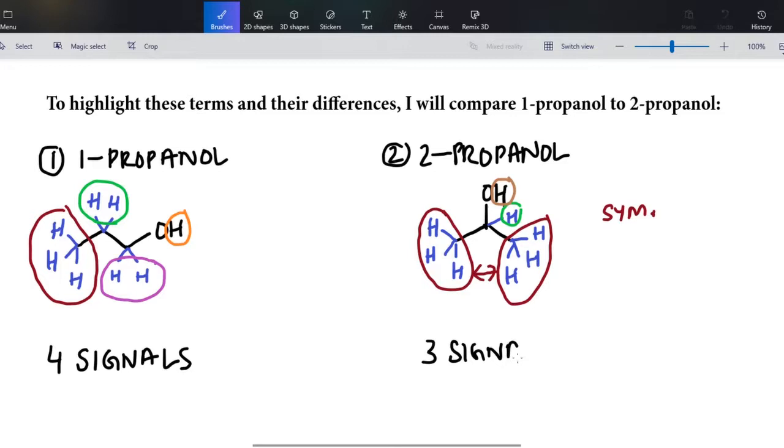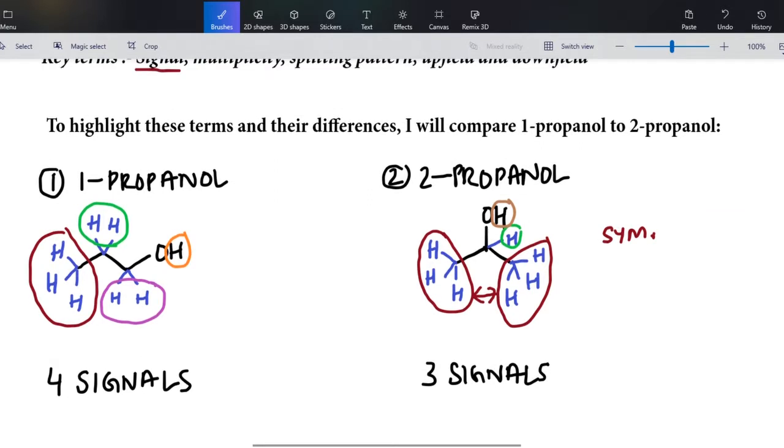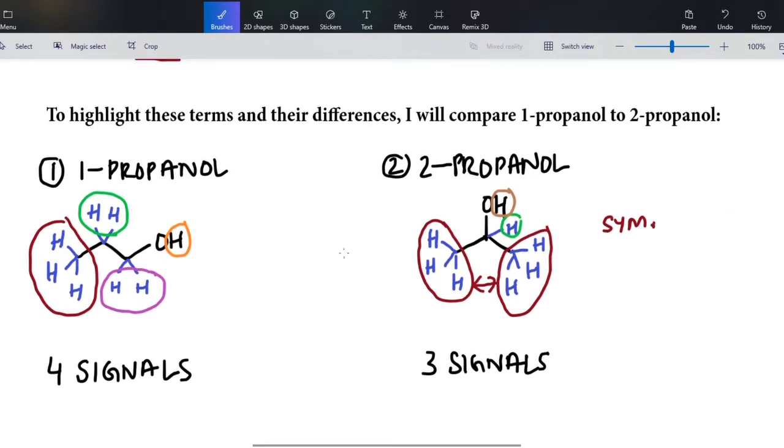So you're already seeing how important of a tool NMR can be in elucidating the structure of these two compounds. They're exactly the same chemical formula, they have exactly the same functional groups, but interestingly enough, the position of the functional group has changed the number of signals emitted from this compound once it's analyzed using NMR.